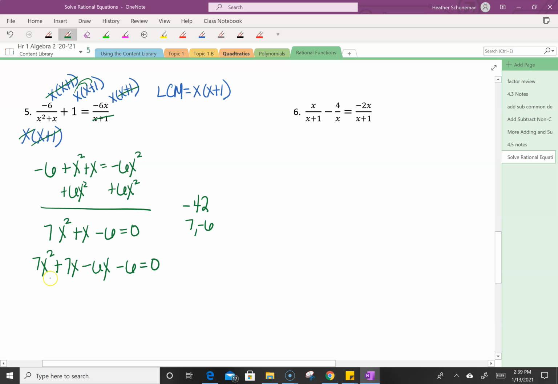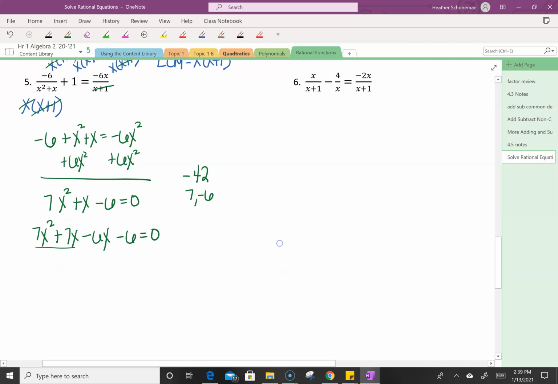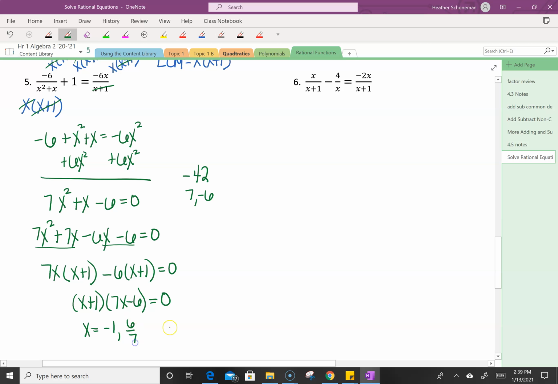Okay, now I need to factor by grouping. What can I take out of the first two things? 7x. That leaves me with x plus 1. Minus, over here, I'm going to take out the negative 6. And when I take out a negative, it changes my sign, so it's positive x plus 1 equals 0. So now when I rewrite it, I get x plus 1 times 7x minus 6 equals 0. So when I solve, I get negative 1 and 6/7.